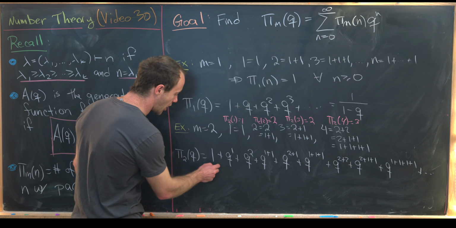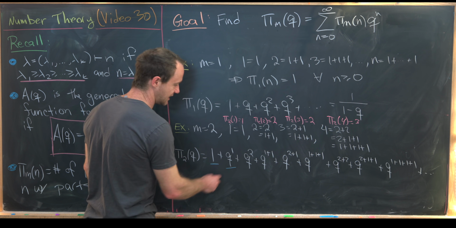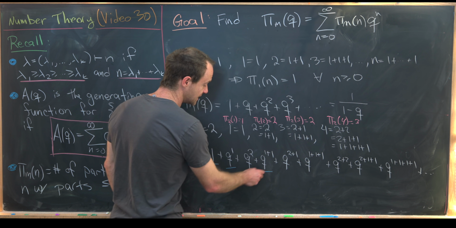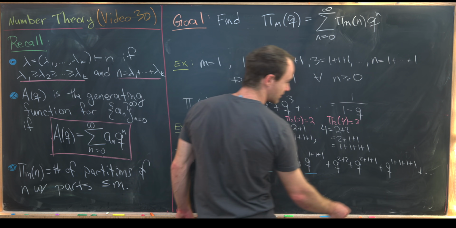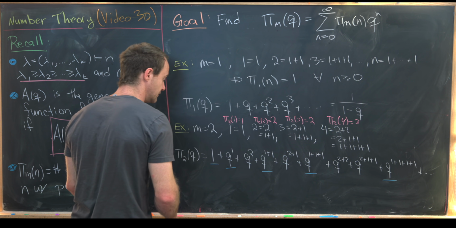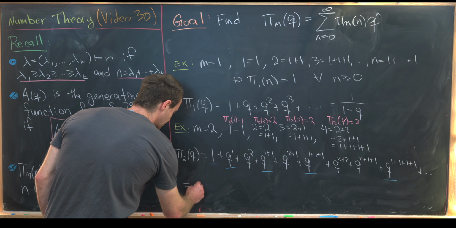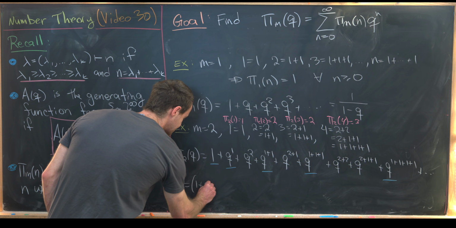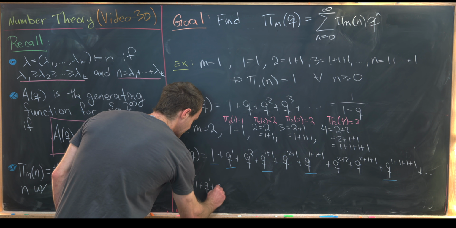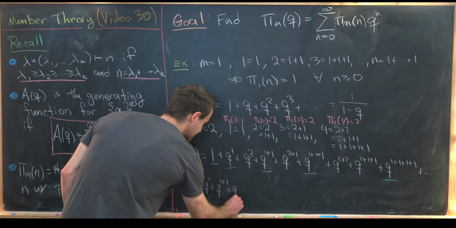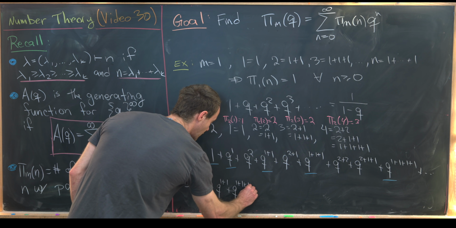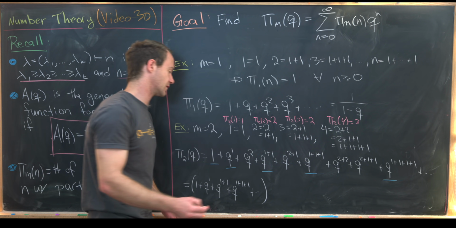So let's group all of the terms that do not involve a q squared. So that's going to be all of these that I'm underlining in light blue. Now let's put all of those together. So we'll have 1 plus q to the 1 plus q to the 1 plus 1 plus q to the 1 plus 1 plus 1, and then so on and so forth.